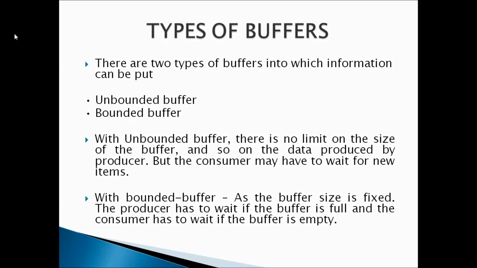I told you that between a producer and a consumer there will be an intermediate buffer. What type of buffer are we going to use? There are mainly two types of buffers. I can use an unbounded buffer or a bounded buffer. So what example am I going to take now? That example is going to use a bounded buffer. First we will understand what the unbounded buffer is and what the bounded buffer is. With the unbounded buffer, there is no limit on the size of the buffer and the data produced by the producer.